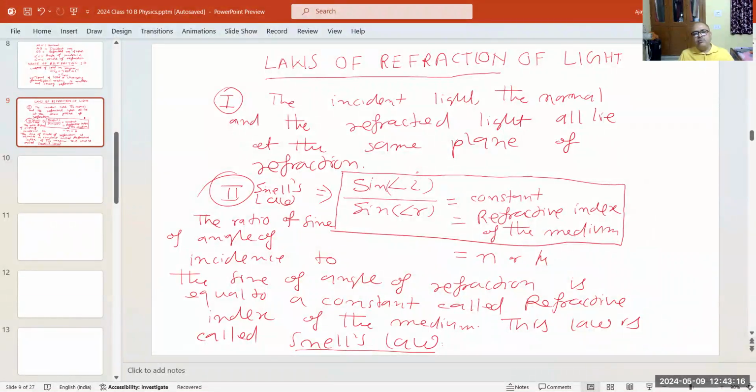Sine decides where the light is, at what angle the incident ray is, and at what distance the ray of light is incident on the interface. That is why the sine factor is taken here in Snell's law.